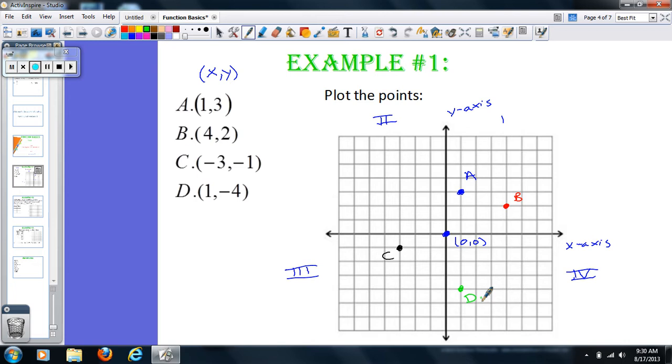Okay, so that's all there is to plotting coordinates. It's not very hard to plot a point. The biggest mistake that I see students make is when they get a negative, sometimes they go the wrong direction. Okay, so always remember, a -Y, you go down. A -X, you go left. Positive X, you go right. Positive Y, you go up. Okay?